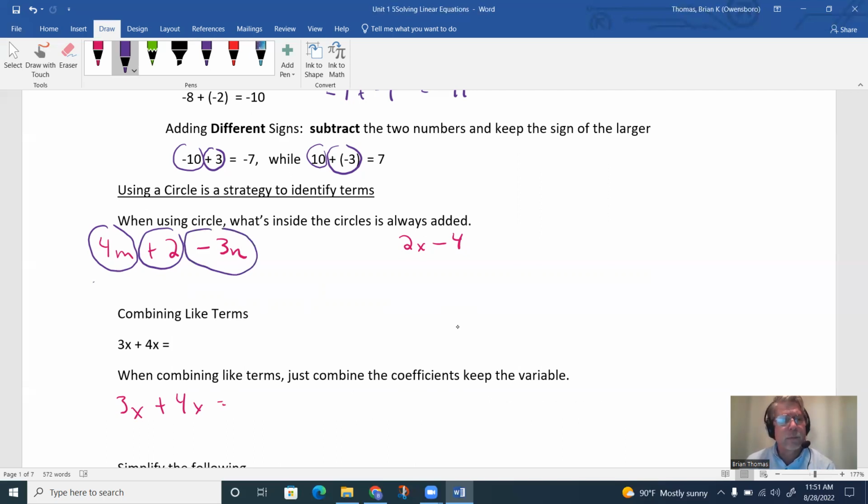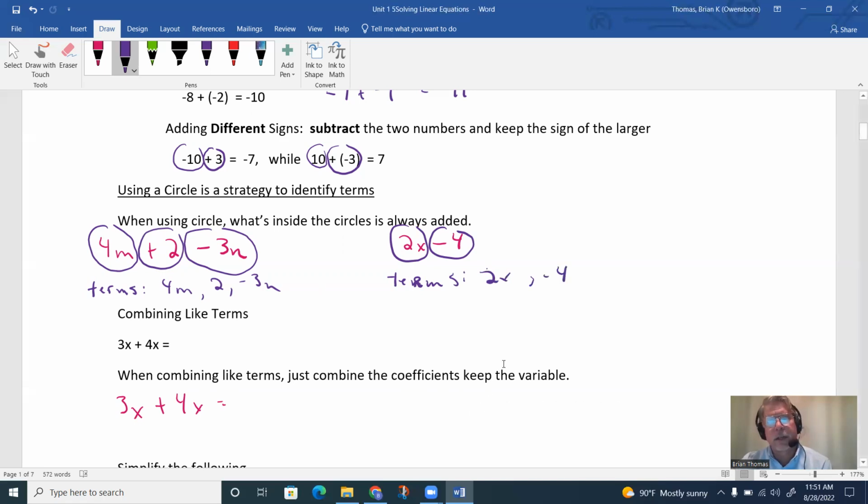So the terms in this problem are: 4m would be the first term, +2 would be the second term, and -3n would be the third term. If I have 2x minus 4, if I'm talking about terms, the first term is the 2x, and the second term is a -4. So those are what we call the terms. 2x is the first term, and the -4 is the second term. Notice how I use that word "and." That is starting to imply combining like terms.